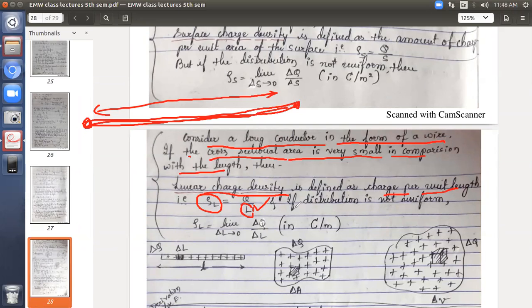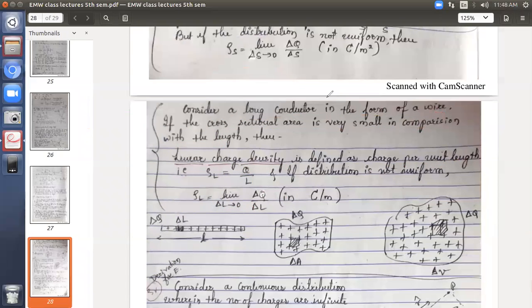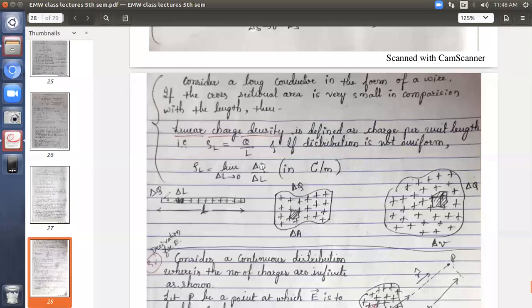However, if the distribution is again not uniform, we apply the concept to a smaller value, then integrate to get the whole value. You can see below the three figures I have drawn. This is one wire length, and the positive signs indicate the charge distribution. Assume they are very compact.